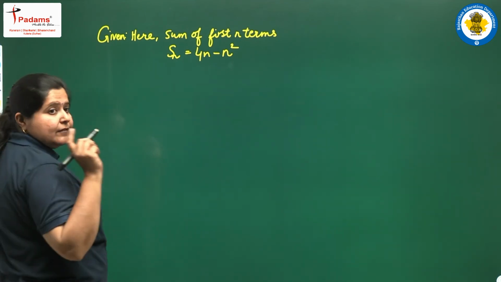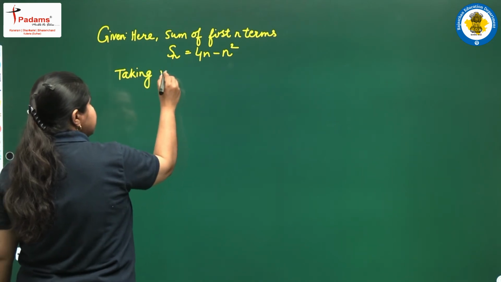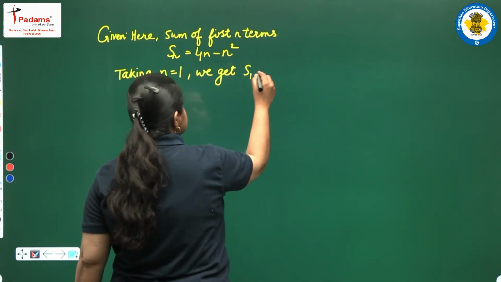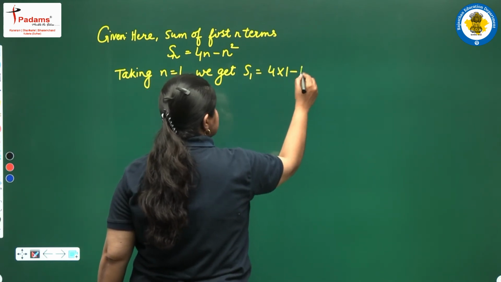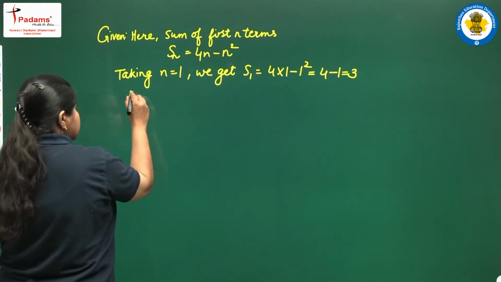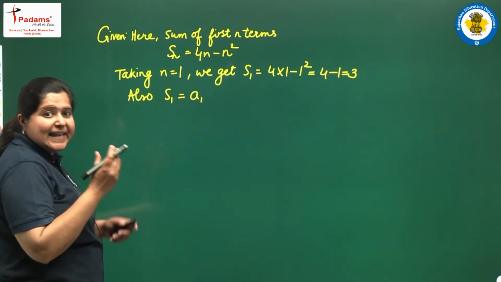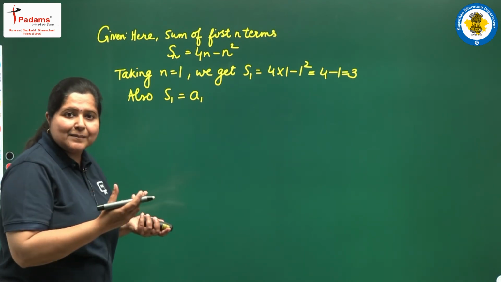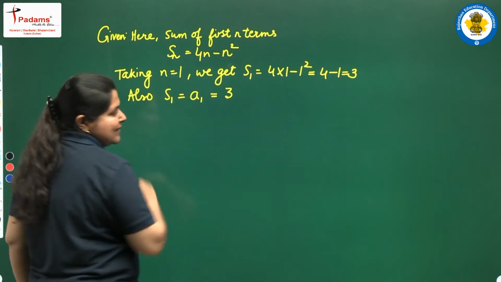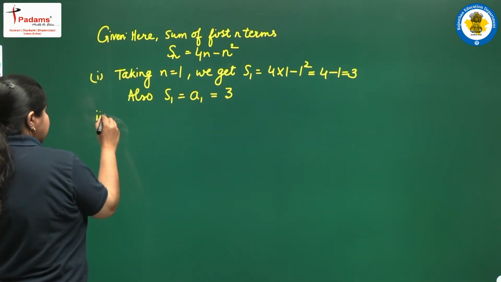Now we have to find the first term. Taking n equal to 1, we get S1 equal to 4 into 1 minus 1 square. This is equal to 4 minus 1 equal to 3. Also S1 is equal to the first term. When we take the sum of only one term, that same term comes by itself, and therefore S1 is equal to A1 is equal to 3. So we have got the first term.